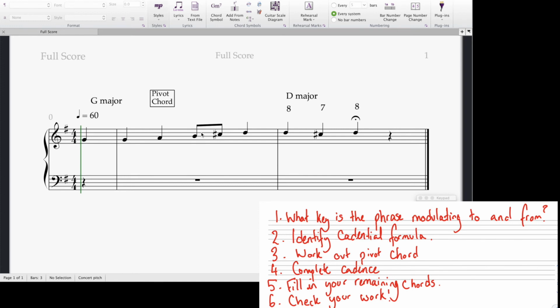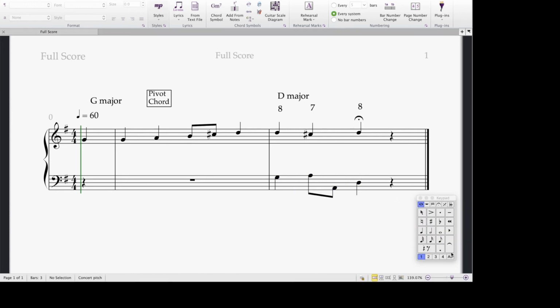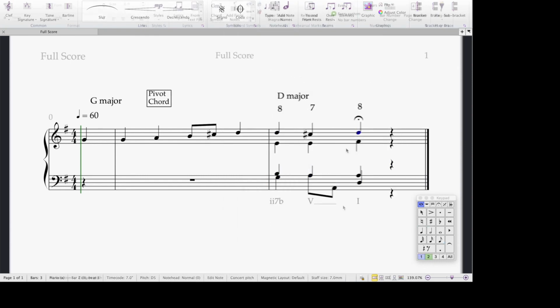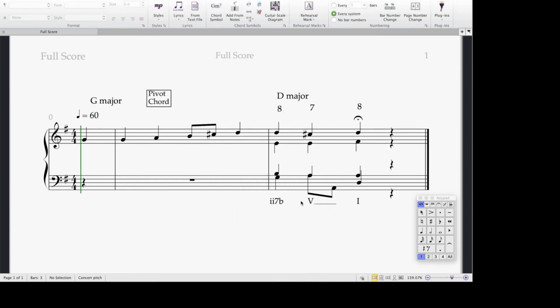First thing then, or next thing we're going to do now is fill in my cadence. So I'll do this off camera and so I can fill it in. So there's my cadence down. I've got 2, 7B, 5, 2, 1 in D major.